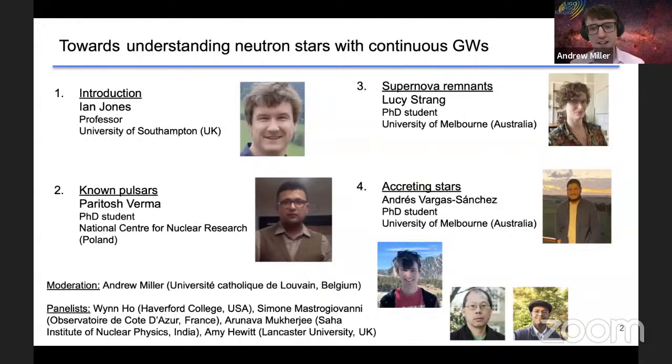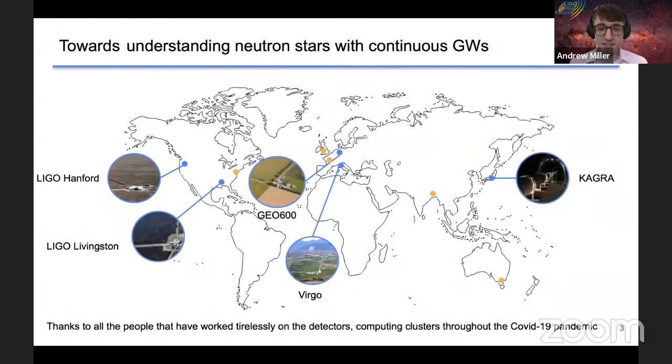If we move now to the next slide, I just want to give a brief overview of how international this collaboration is. You can see here, plotted on the map of the Earth, all the different detectors that we have: both LIGOs, GEO, Virgo, and KAGRA, as well as orange dots that correspond to the places where people in this webinar are based right now. So you can see this collaboration is very international. It's very multidisciplinary, and it's a great collaboration.